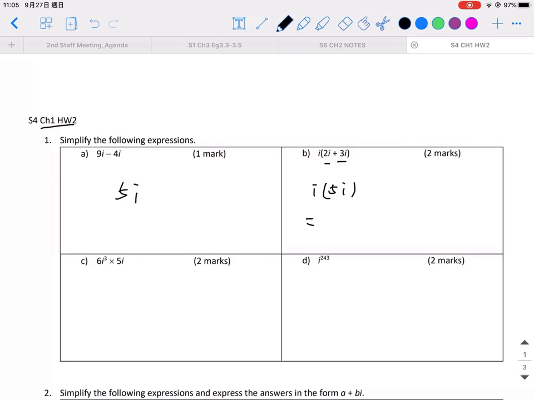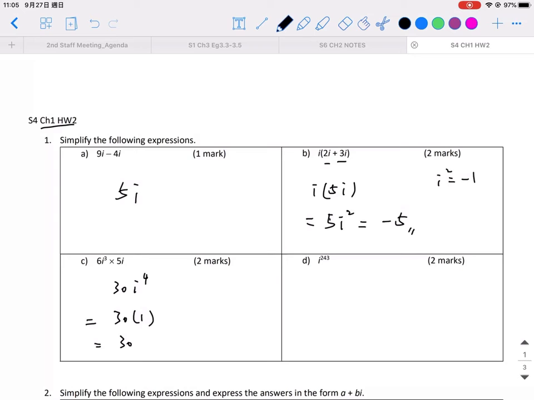And remember, 5i times i equals 5i squared. And remember, i squared equals -1, so the answer will be -5. For the third one, it should be 30i to the power 4, and we know that i to the power 4 is equal to 1, so therefore it's 30.